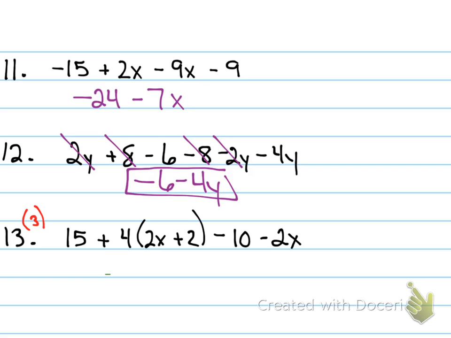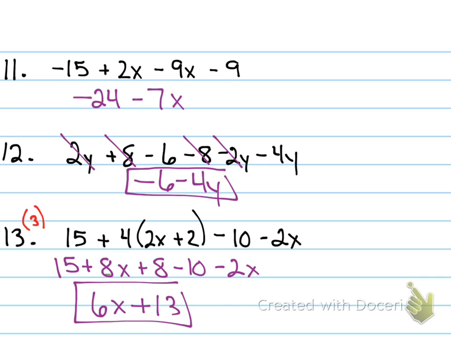Number 13, before you do anything, what do you have to do? First order of operations, parentheses, get rid of your grouping symbols. 4 times 2x is 8x. 4 times 2 is 8. Positive 8, that's why we have a plus 8. Minus 10 minus 2x, now I can simplify. 8x minus 2x is 6x. 15 plus 8 is 23, minus 10 is 13. 6x plus 13. I missed all of those.